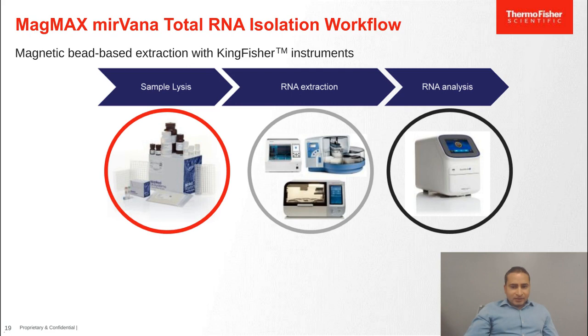With magnetic beads and KingFisher automation, your hands-on time is significantly reduced. The total turnaround time for cells is about 75 minutes, but the total hands-on time for pre-processing and setting up the plates is only about 20 minutes. For tissues, the total turnaround time is about 90 minutes, but the total hands-on time is approximately 35 minutes. So automation definitely helps reduce your hands-on time.